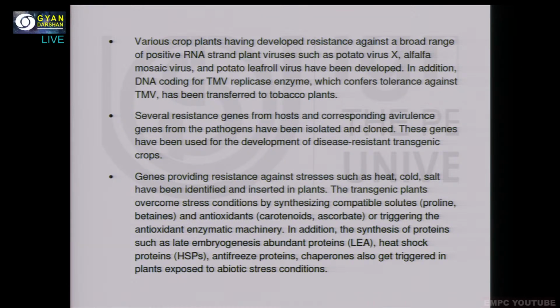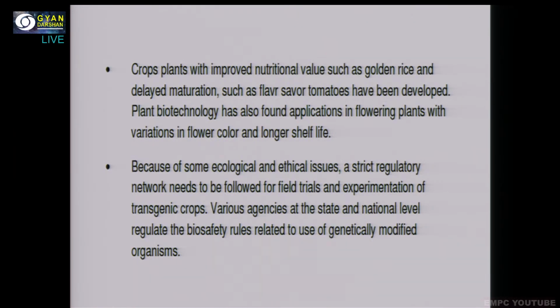And then you can generate plants which are desirable in agri-horticulture, floriculture. You generate flavr savr tomatoes which have delayed ripening, so you can increase the shelf life of the fruits. You can generate C4 rice, that means the C4 genes or enzymes can be overexpressed in C3 plants as well. So you see that you have a lot of implications in the improvement of the crop.